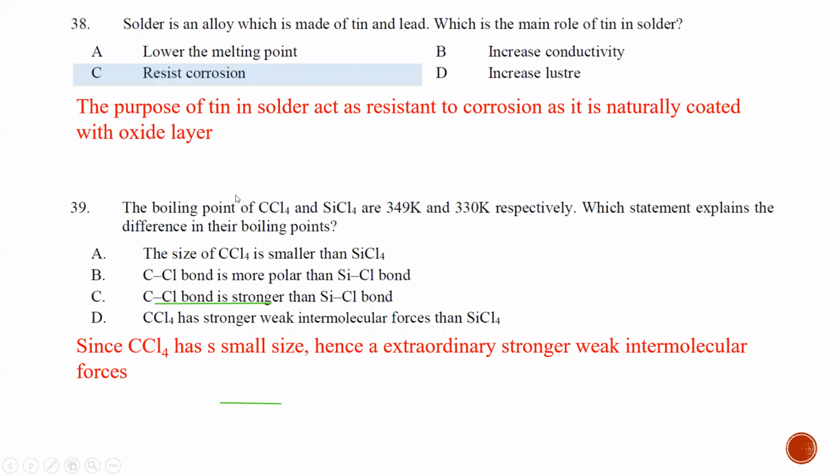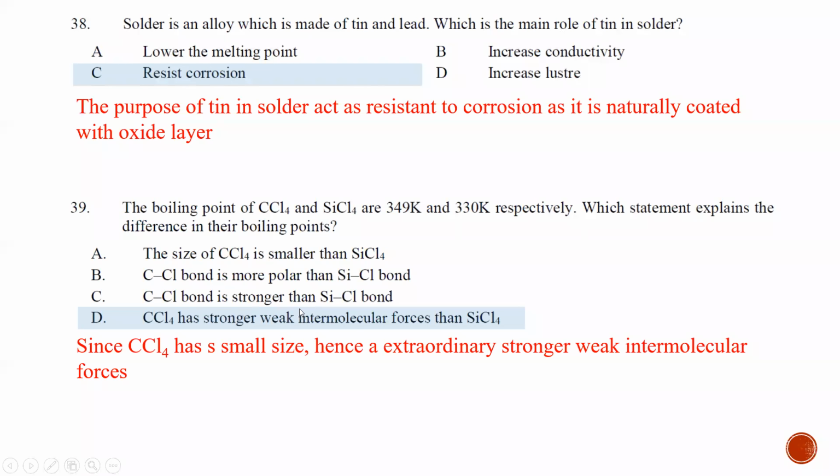And 39. The bond enthalpies in CCl4 and SiCl4 are 349 and 330 kilojoules per mole respectively. Which statement explains the difference in their boiling points? So this is due to the small size of CCl4 compared to SiCl4. Therefore, the CCl4 has stronger intermolecular forces than the SiCl4. Okay, so the best answer in here is D. So that's for question number 39.